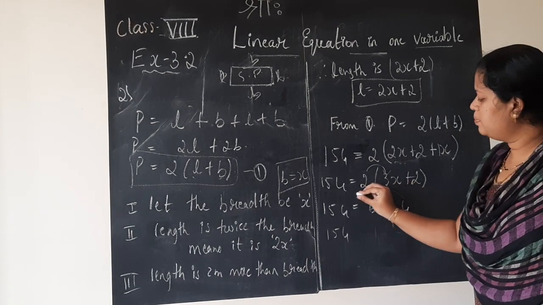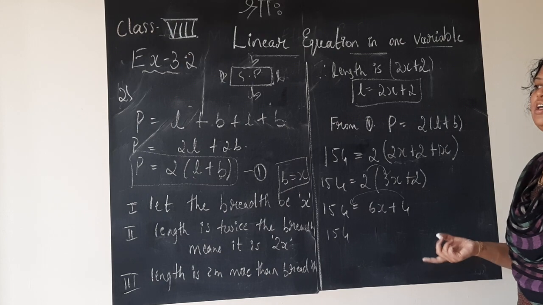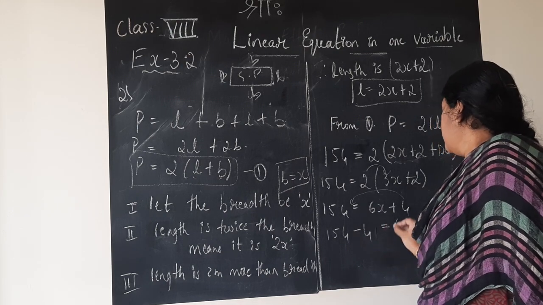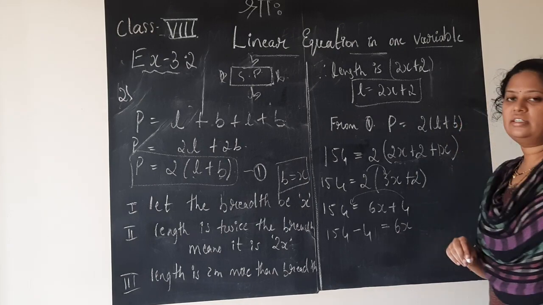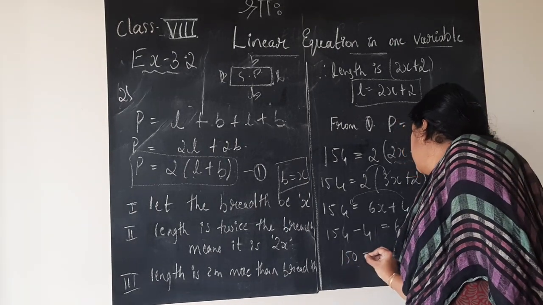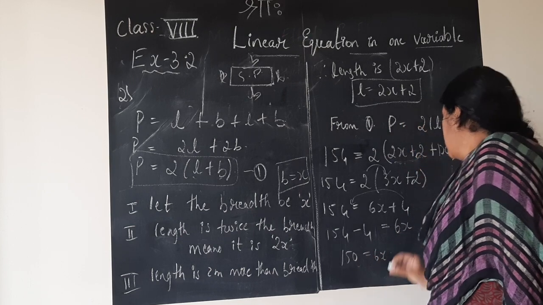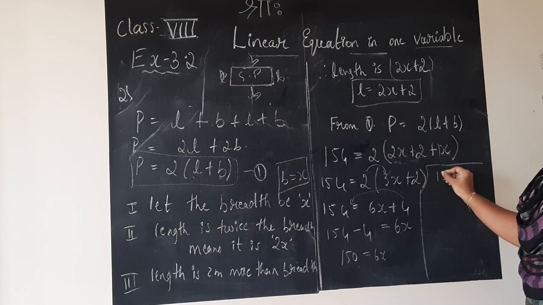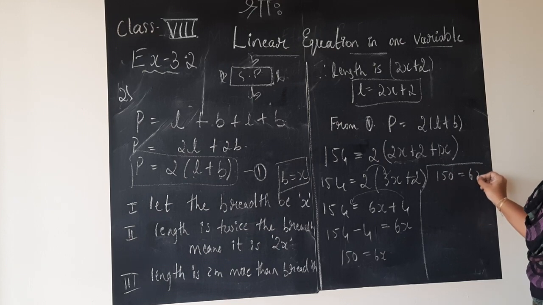Since I have the x term on my RHS, I will keep it as it is. Instead I will send this plus 4 to the LHS. Whatever you do in transposing, plus will change to minus. So plus 4 will become minus 4, equal to 6x. 154 minus 4 is clearly 150, which is equal to 6x. Now I have 150 is equal to 6x.